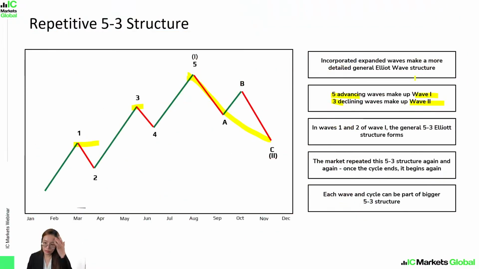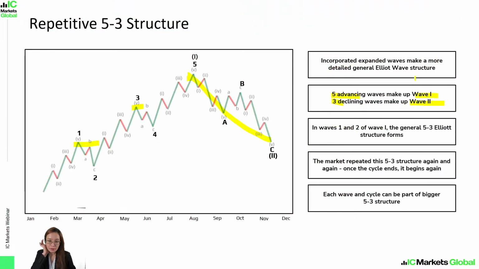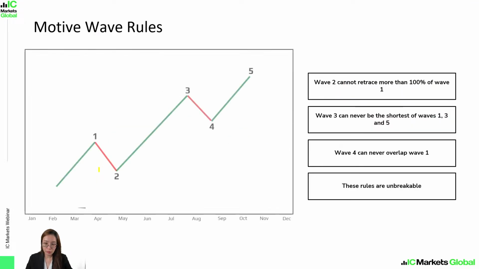Okay, so now back to the slide. So 3, 5, they just mentioned an impulsive wave always has sub waves. The rule I just mentioned: wave 2 cannot retrace more than 100% of wave 1. Wave 3 can never be the shortest of waves 1, 3, and 5. Wave 4 can never overlap wave 1. So these are the rules that you need to follow. Wave 4 cannot overlap.